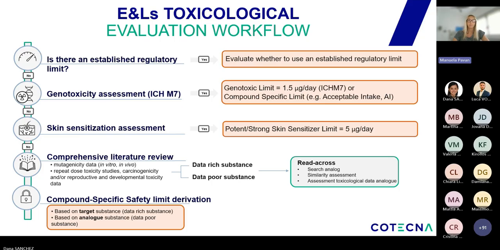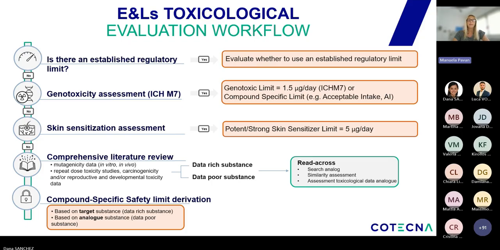If the substance is not mutagenic, a weight of evidence approach is generally applied to evaluate its potential for irritation and sensitization. And if it is identified as a potent, strong sensitizer, a conservative threshold below 5 micrograms per day is generally applied. While if the substance is not a sensitizer, the default limit of 5 micrograms per day may still be used. However, this limit can also be increased if compound-specific toxicological data are available.